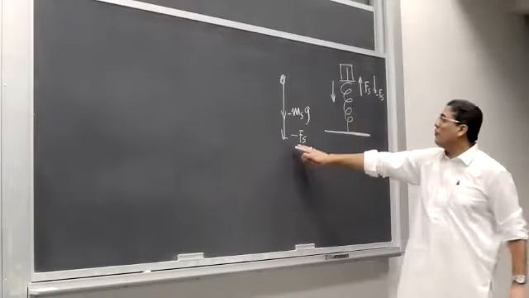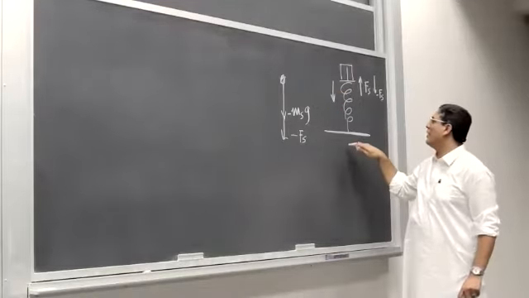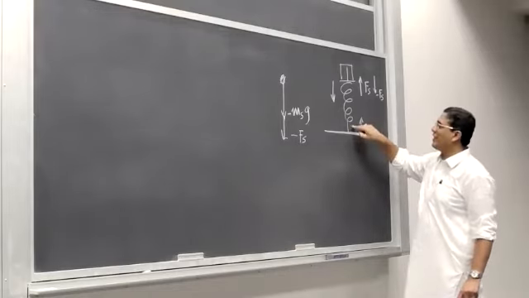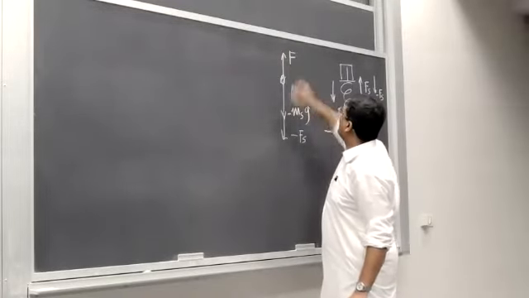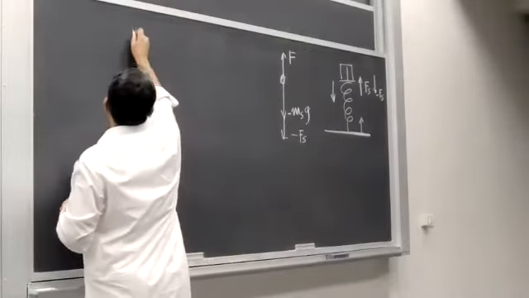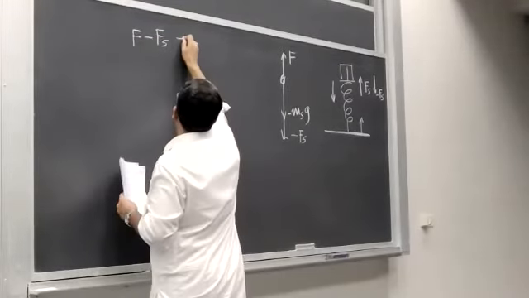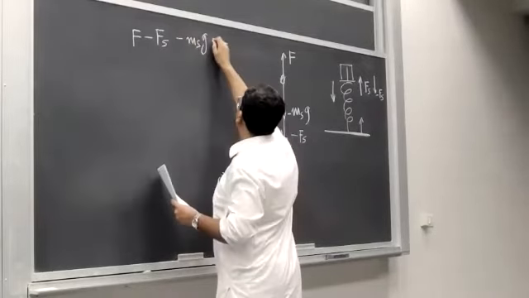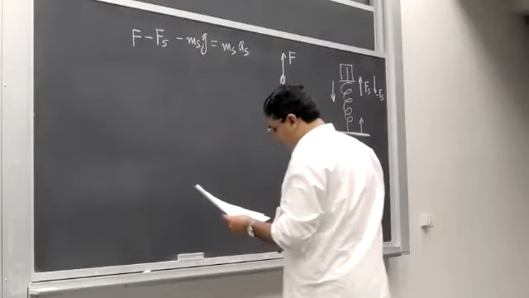And if these were the only two forces, then the spring would just collapse and go through the floor of the elevator. So there is a normal force that the floor of the elevator is exerting on the spring. We call this F. If you put all three forces together, you can write F minus Fs minus MSG equals MS AS.